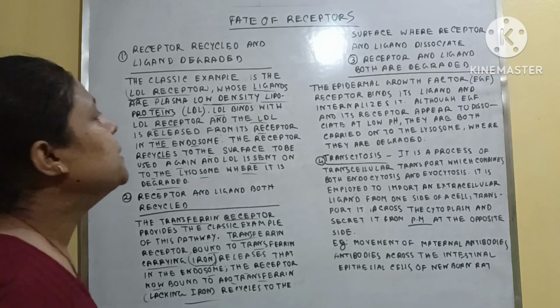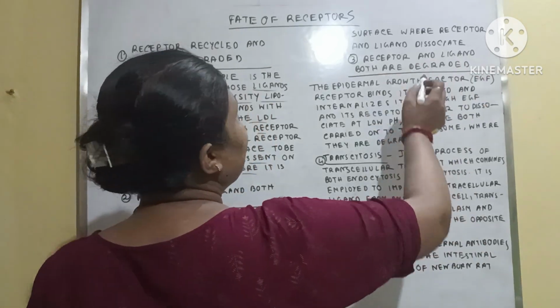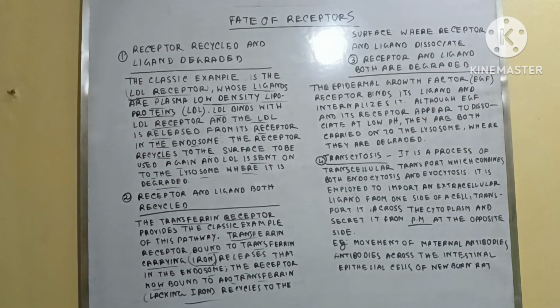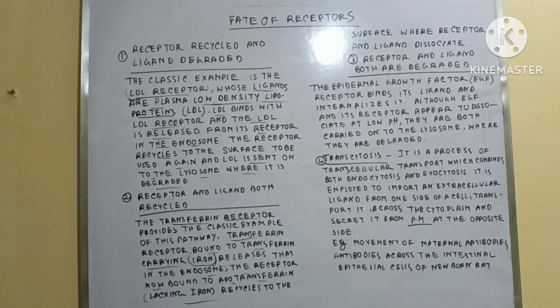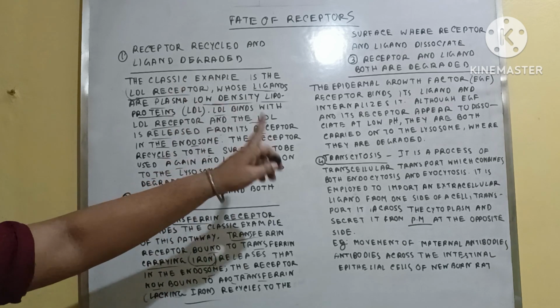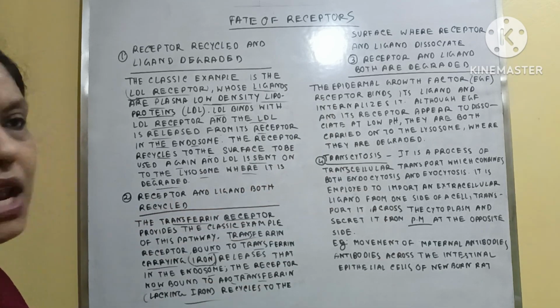In simple words, the third one is the receptor and ligand both are degraded. So here what is being said is that the epidermal growth factor receptor binds its ligand and internalizes it. EGF means epidermal growth factor, and its receptor appears to dissociate at low pH, and they are both carried on to the lysosome where they are degraded. So here receptor and ligand are both degraded within the lysosome.